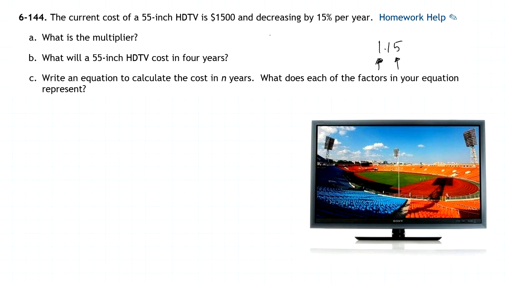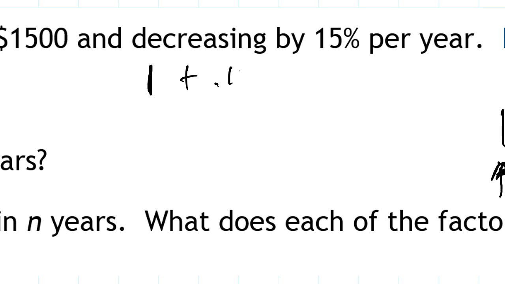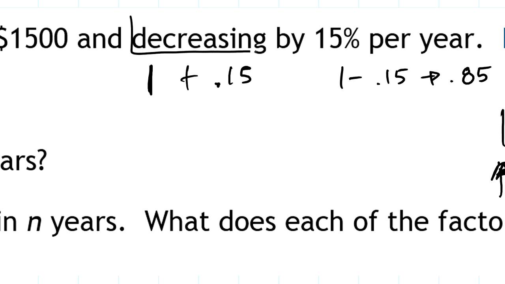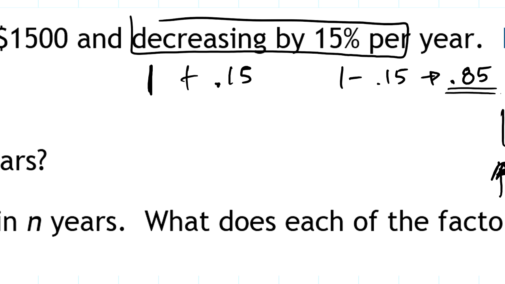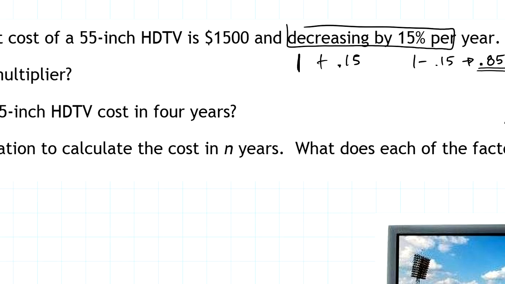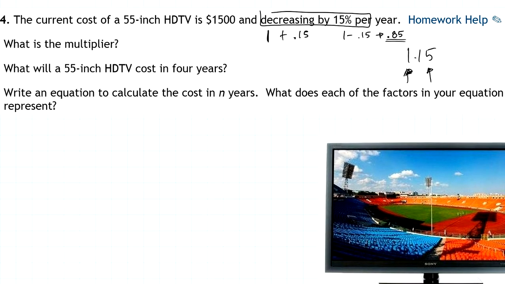So we're always starting with 1 and then either 1 plus 0.15, that would be increasing, or 1 minus 0.15, which would be decreasing, and that's 0.85. So if I'm decreasing by 15% each year, that means that 85% of the cost remains year after year after year. So this is my multiplier, the value that I use to show that it's decreasing by 15%.